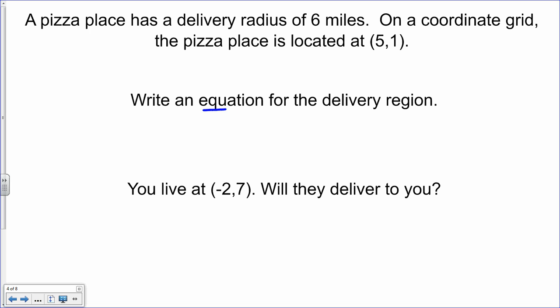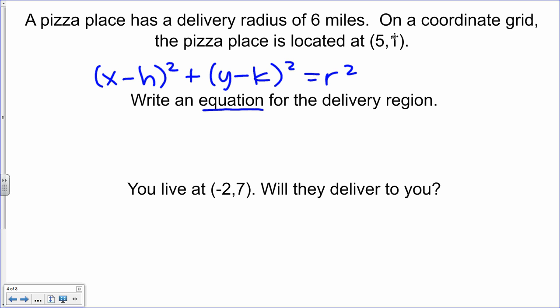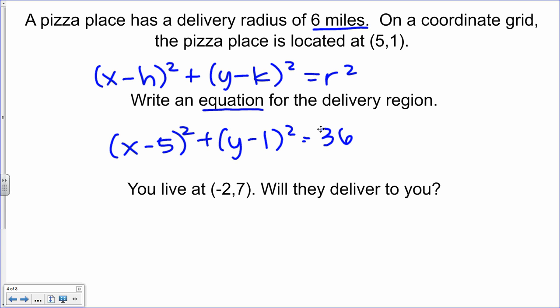To write an equation for this, it's going to be similar to before, so we are still just plugging into our x minus h squared plus y minus k squared equals r squared. Okay? The center of your area is going to be the pizza place because that's where you drew your radius around. So those are my h and k, so I already can just fill in x minus 5 squared plus y minus 1 squared. Your radius is 6 miles, so this is equal to 36. So if we graphed this, it would give us an image of what the delivery region actually looks like.